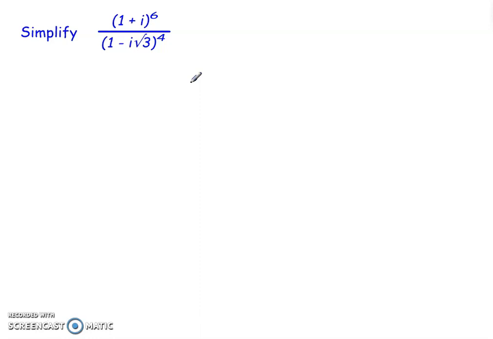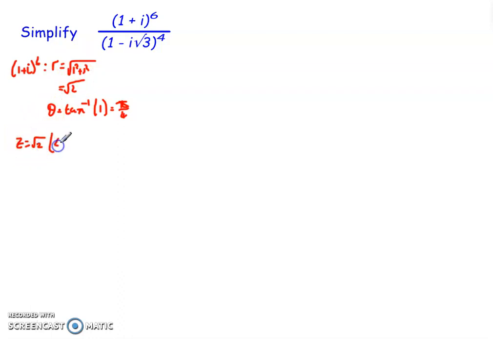So we'll start with the top, the (1 plus i) to the power of 6. First I have to write it in polar form. So I get my r and my theta from that. So I know r is going to be equal to the square root of 1 squared plus 1 squared, so it's going to be equal to root 2. My theta is going to equal tan minus 1 of 1, which in this case is pi over 4. Then stick it all into the polar form and see what we get. So for this one, z is equal to root 2 bracket cos of pi over 4 plus i sine pi by 4.